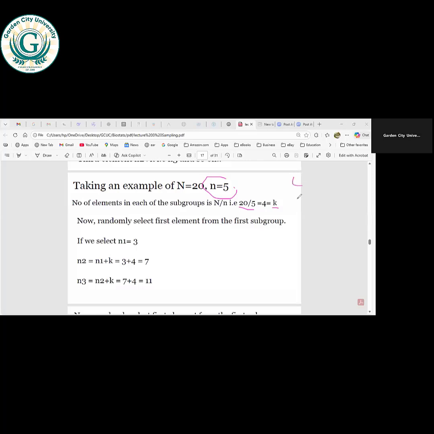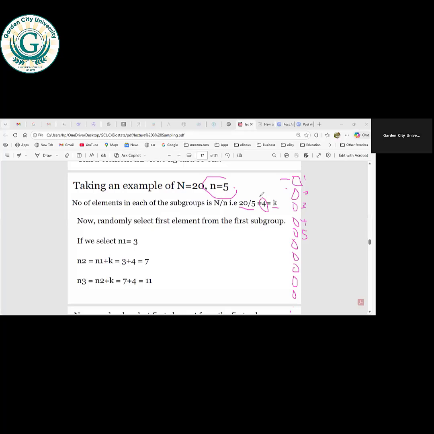So if I have house 1, 2, 3, 4, 5, 6, 7, 8, 9, 10, and so on and so forth. So this is number 1, number 2, 3, 4, 5. So now that I know that my K is 4, it means that I'm going to select every 4th house or every 4th person.